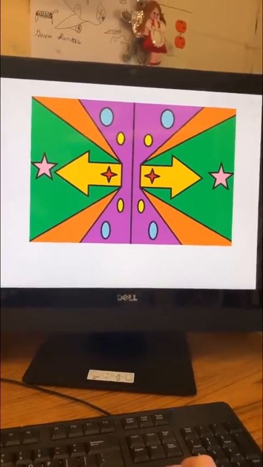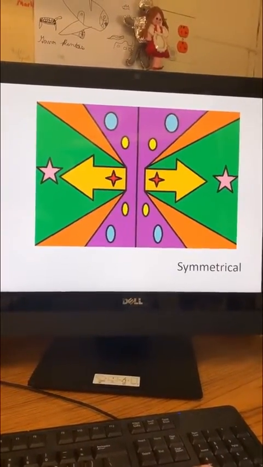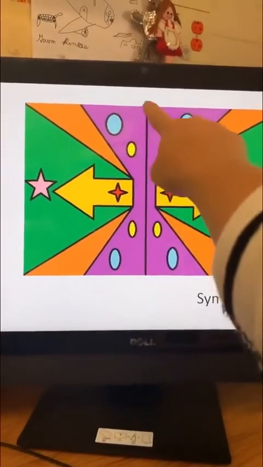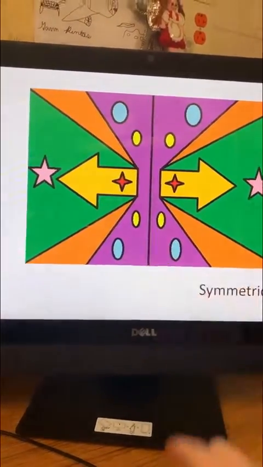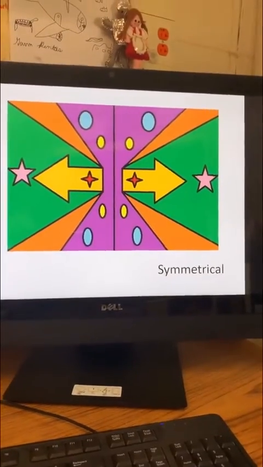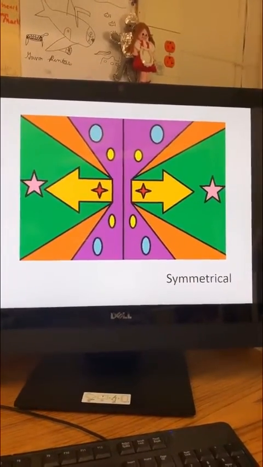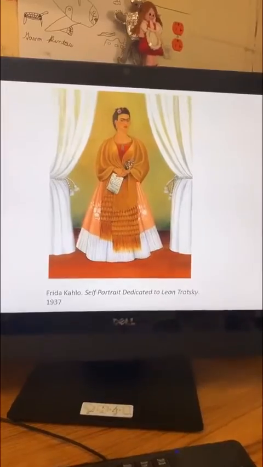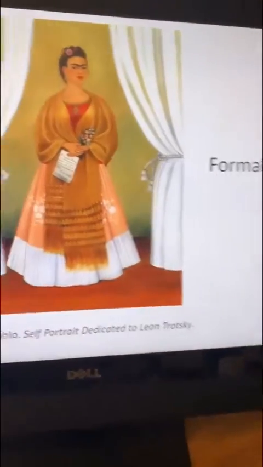This next example is symmetrical. It is a perfect mirror image from left to right. This is our imaginary dividing line. If we were to fold this image in half, all of those shapes would line up perfectly. This is a great example of formal balance.